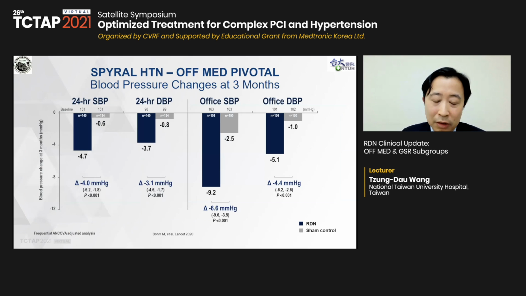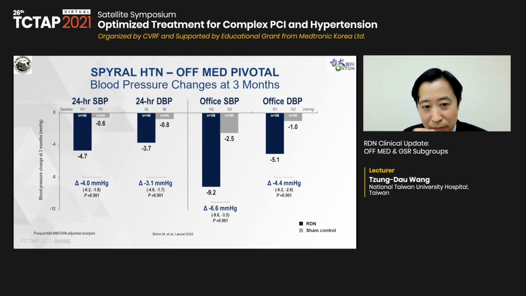so the physician could, at their discretion, treat the patient with medication within the 3-month follow-up period. The clinical result was that the office systolic blood pressure in the renal denervation group was reduced by about 9.2 millimeters of mercury. There was a clinically and statistically significant difference in office blood pressure, about 6.6, and also a 24-hour systolic blood pressure reduction of 4.7 millimeters of mercury in the renal denervation group.